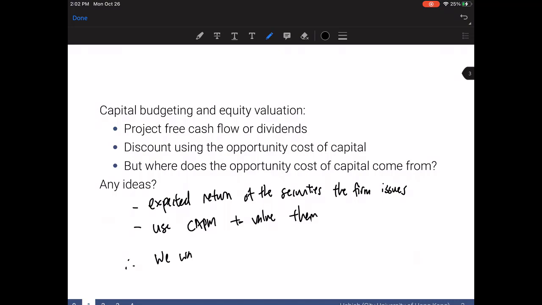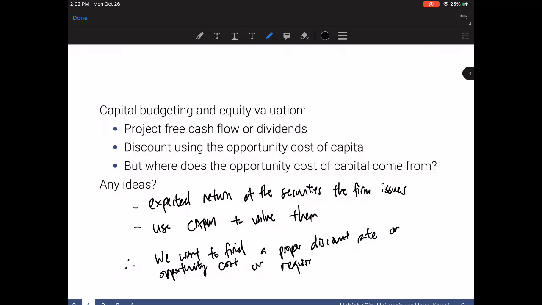We want to find a proper discount rate, or opportunity cost, or alternatively said, required rate of return, to match with riskiness of cash flow. Okay, so that's the key idea here.